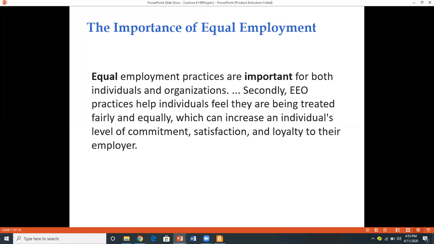And the importance of equal opportunity: equal employment practices are important for both the individual and the organization. Secondly, equal employment opportunity practices help individuals feel that they are being treated fairly and equally, which can increase an individual's level of commitment, satisfaction, and loyalty to their employer.